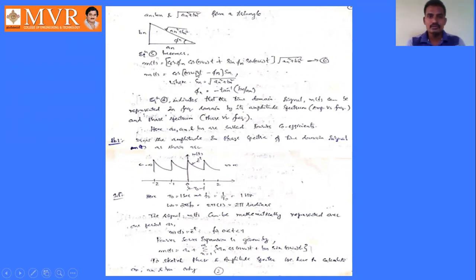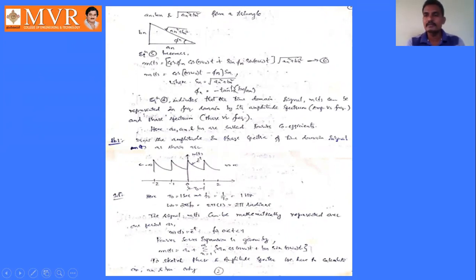Okay, so we can replace this expression by cos a minus b, that is cos of n omega naught t minus phi n, and this square root of an square plus bn square can be replaced by Sn, where Sn is square root of an square plus bn square, and phi n is minus tan inverse bn by an. Okay, after that we will draw the plots between magnitude and phase spectrum. Magnitude spectrum.